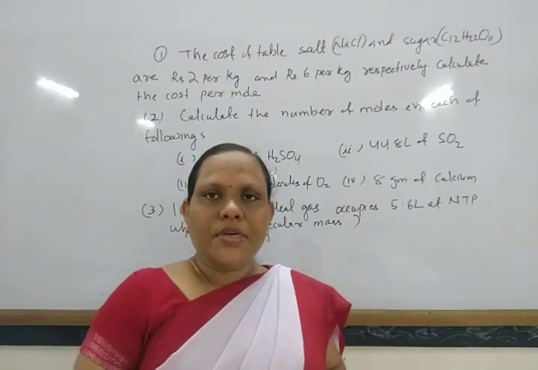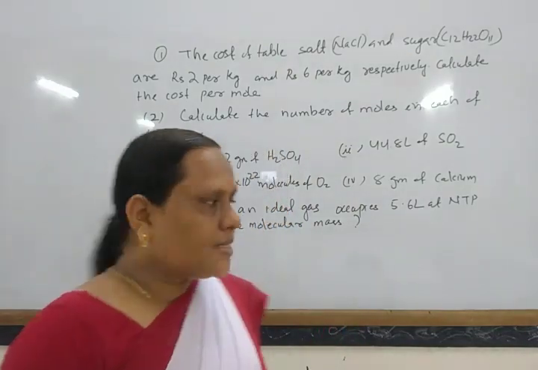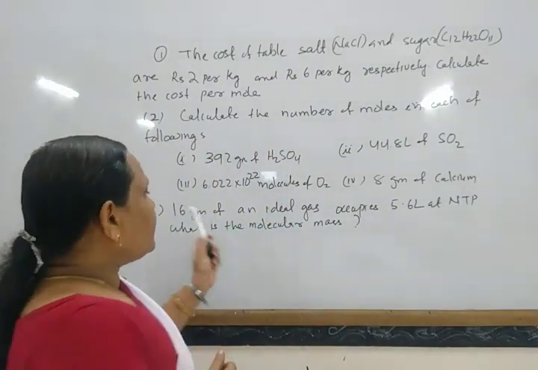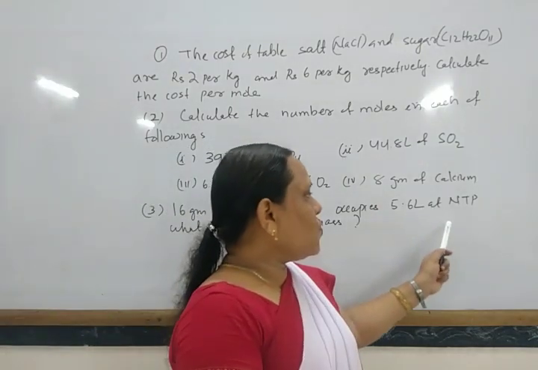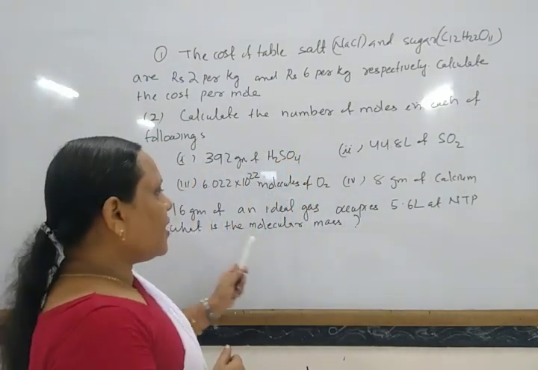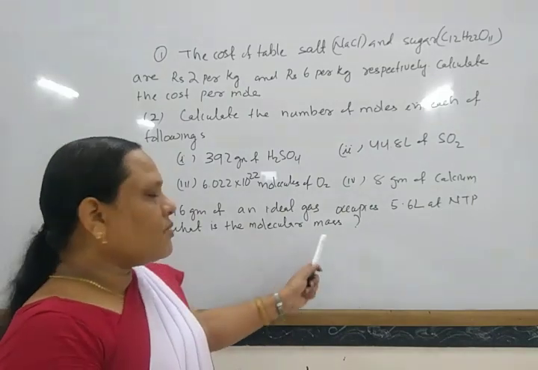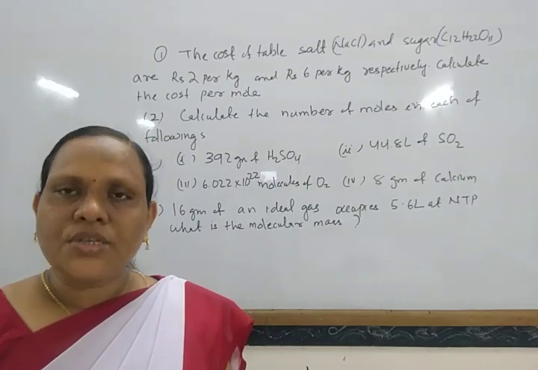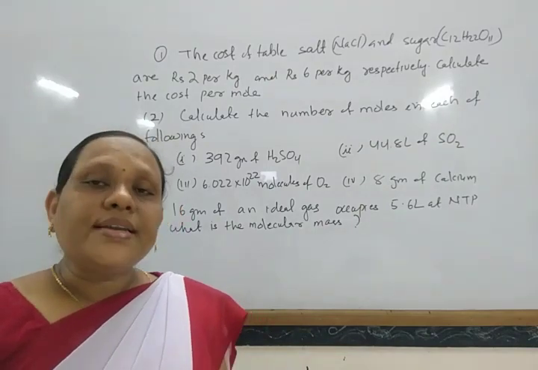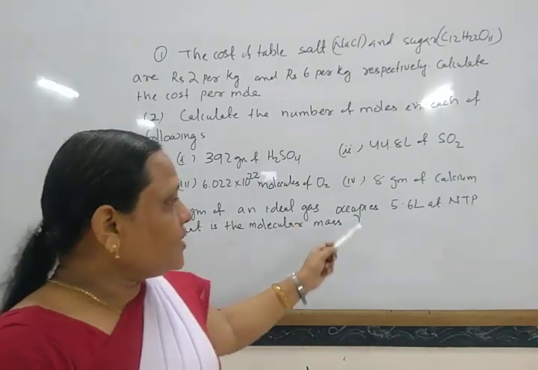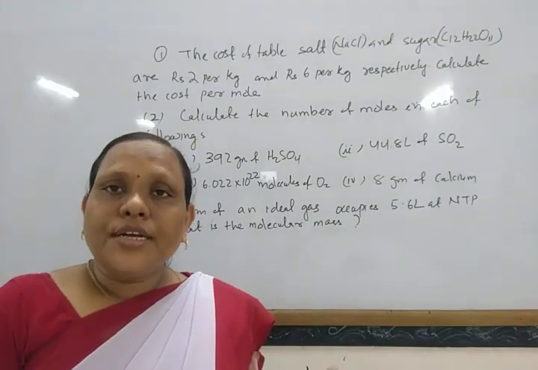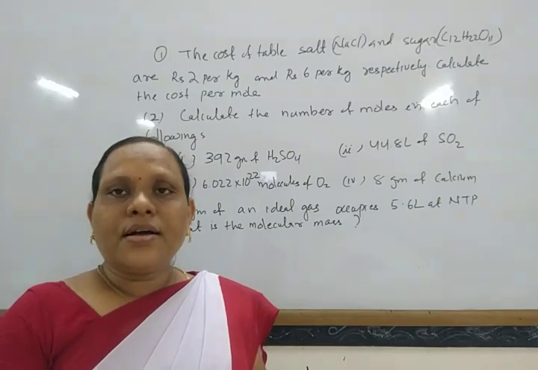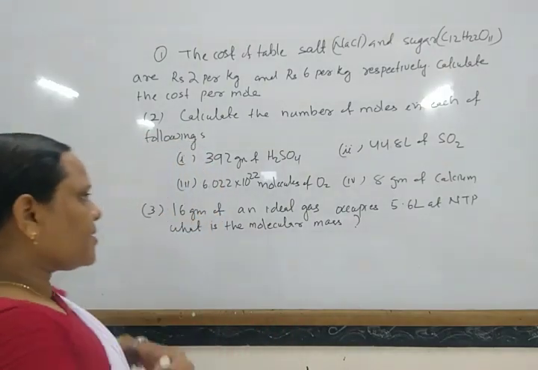Next come to some other miscellaneous questions, that deal with the mole concept. 16 gram of an ideal gas occupies 5.6 liter at NTP. What is the molecular mass? To find the molecular mass, we have to find the weight of 22.4 liter of gas, that is the gram molecular volume of the gas.